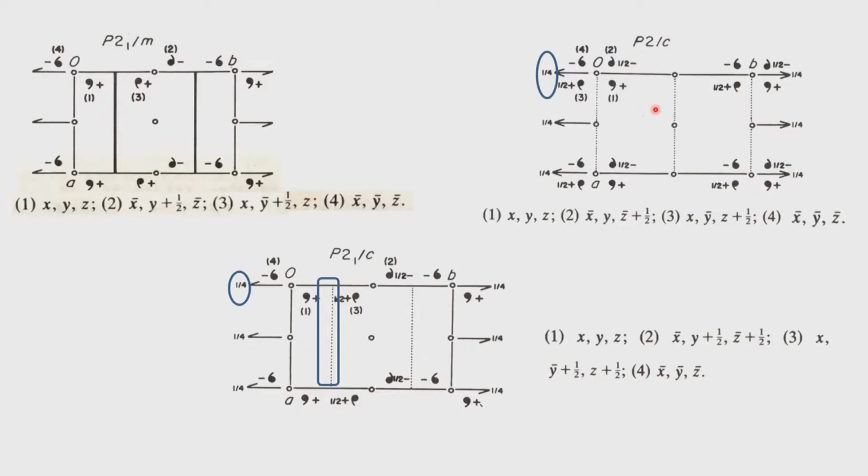Now, we come to the case of P2 1 upon C. P21 upon C is by far the most important space group from the point of view of particularly small organic molecules. Most of the small organic molecules which do not have an asymmetric carbon, they tend to go into P21 upon C, because P21 upon C appears to be the most comfortable space group to lie down in that sense.